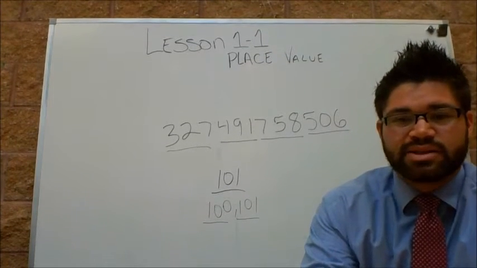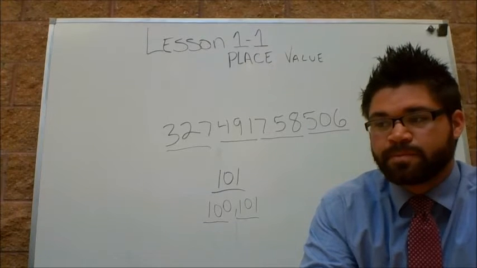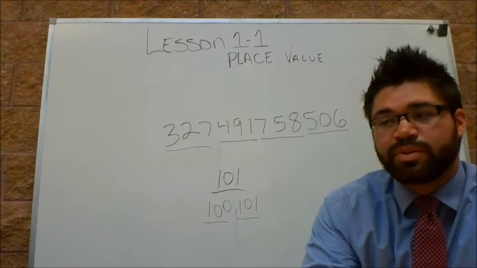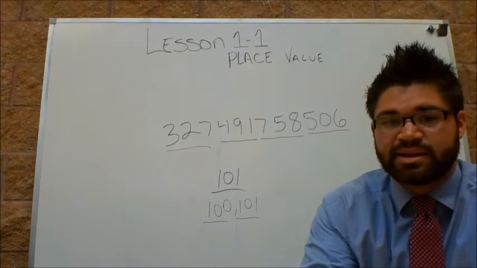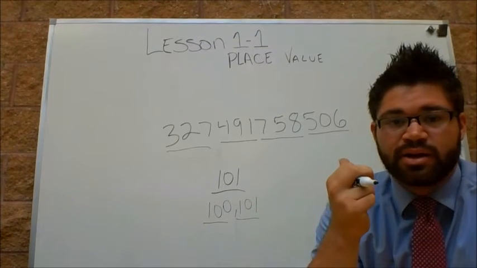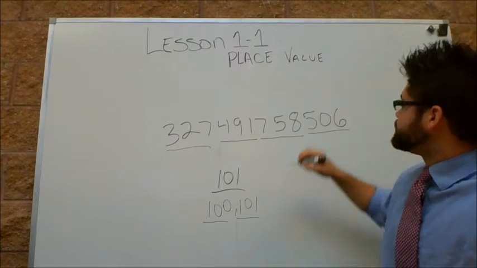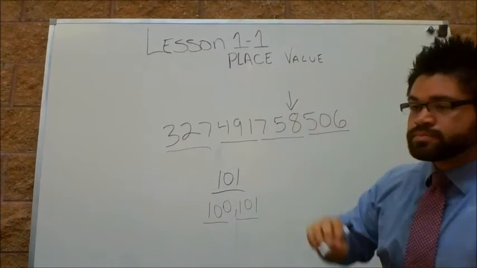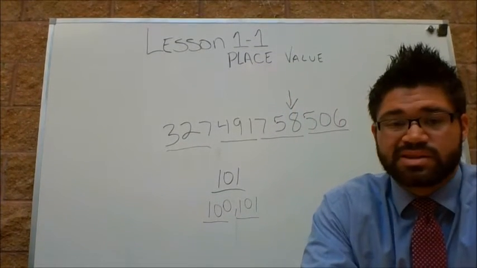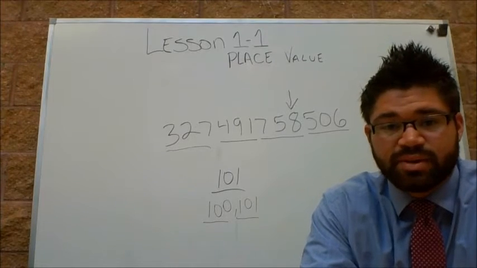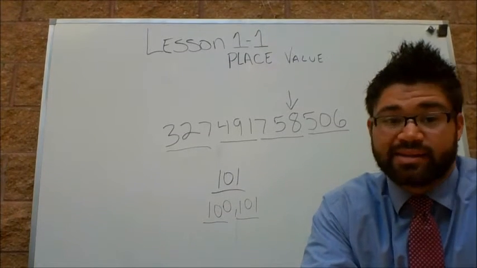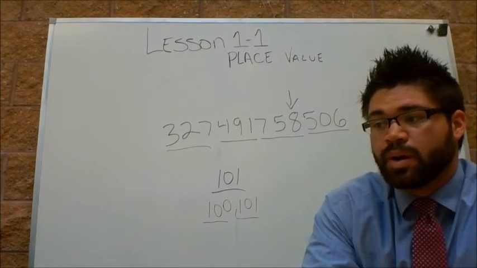So, if I were to ask you, in what period or in what place is the digit 8? So, if you look back at this number here, you're going to see that the 8 is in the thousands place. What's its value? Well, it's in the thousands place, and there's an 8, so it's 8,000, right?